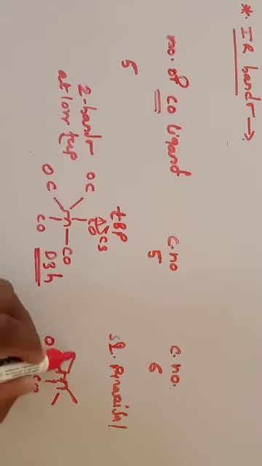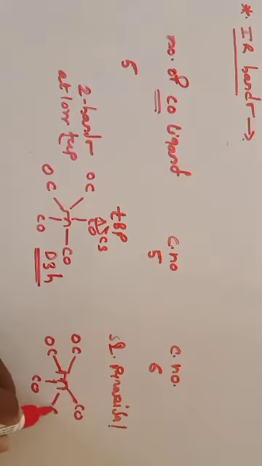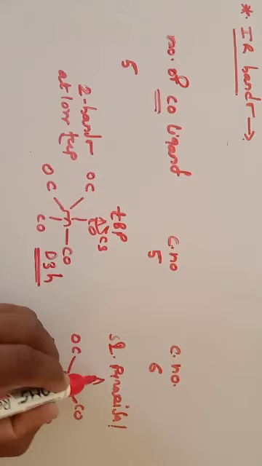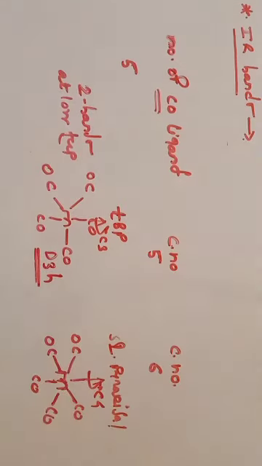This is carbonyl, carbonyl, carbonyl, carbonyl, and this side is vacant. So if you consider the principal axis or the point group of this square pyramidal shape, when the number of CO ligands is 5, then in this case the principal axis is your C4 axis.